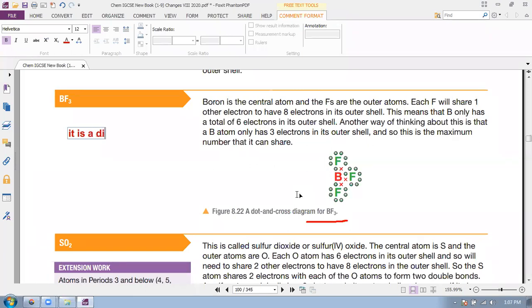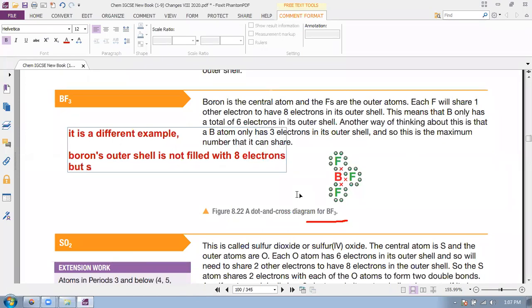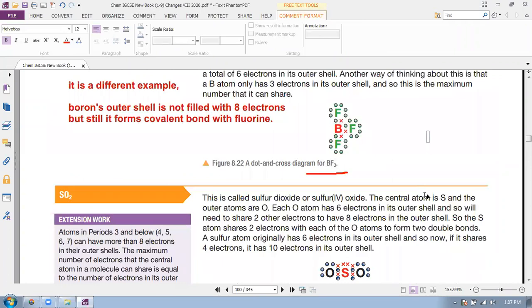It is a different example. Boron's outer shell is not filled with 8 electrons, but still it forms covalent bond with fluorine. All right.